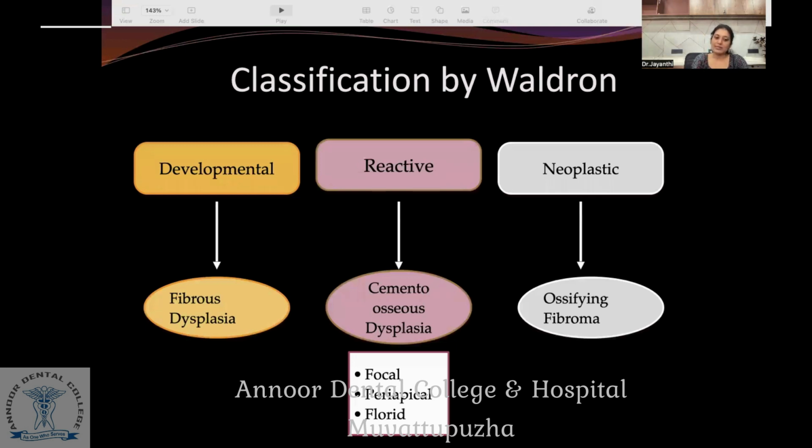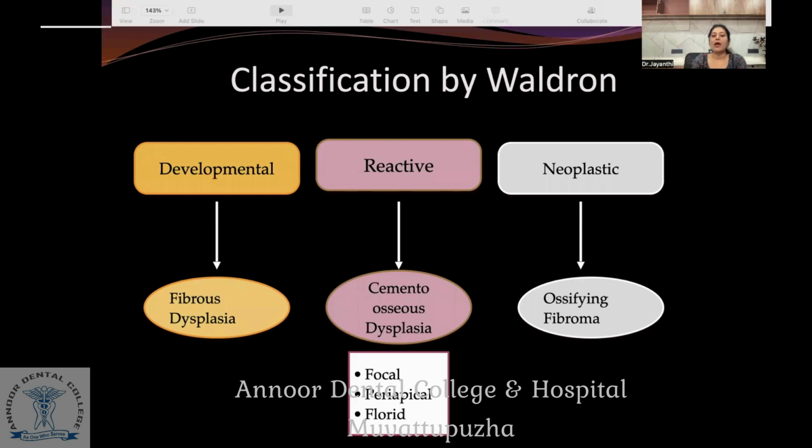In developmental, the name of the disease is fibrous dysplasia. Developmental can also be called genetic because there is a genetic mutation in this particular disease. Reactive, the name of the disease is cementosseous dysplasia, and neoplastic means tumor. It's a benign neoplasm and it is called ossifying fibroma. So we have three different types of fibrous lesions.